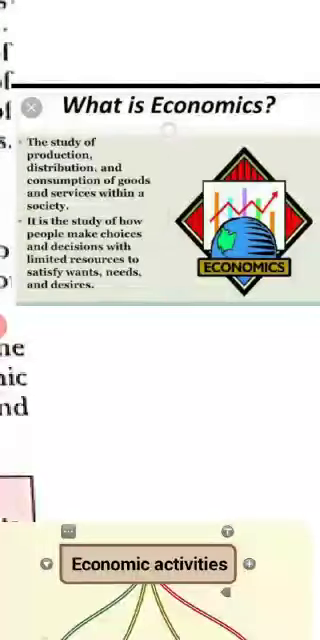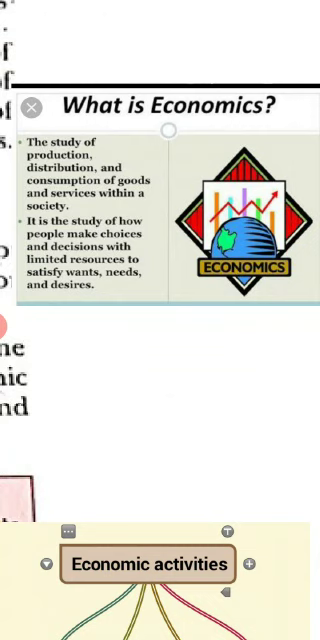First, we will start with the meaning of economics. Economics is the study of production, distribution, and consumption of goods and services within a society. It is the study of how people make choices and decisions with the limited resources to satisfy wants, needs, and desires. As we know, resources are limited, but our desires are unlimited.